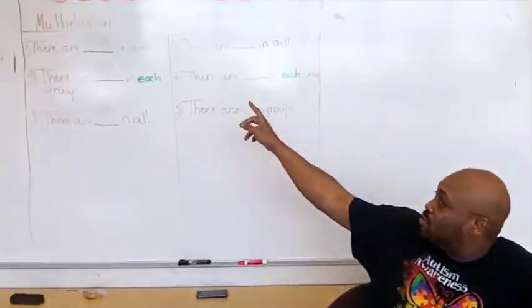In today's lesson, you're going to learn that multiplication and division share the same three key ideas: the number of groups, the number of items in each group, and the total number of items. So we've already learned multiplication. So let's look at the chart that we have on the board.